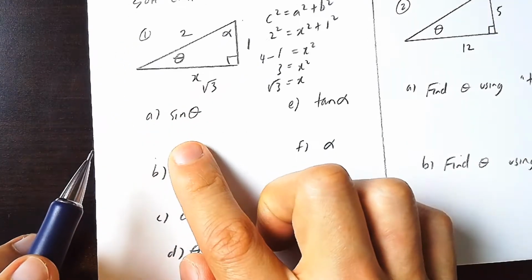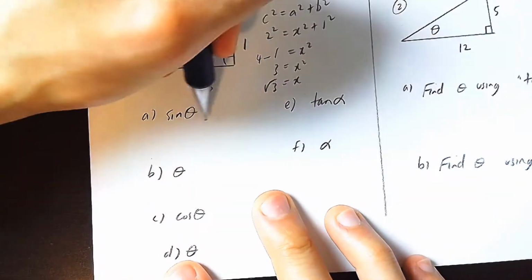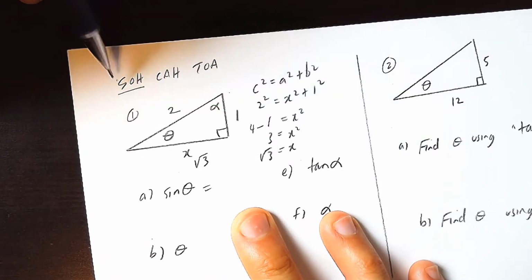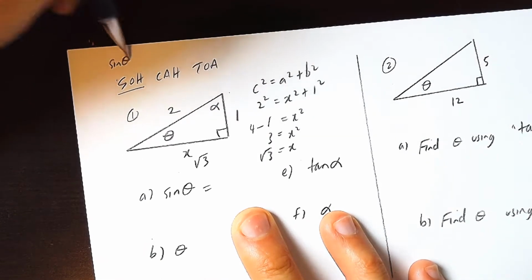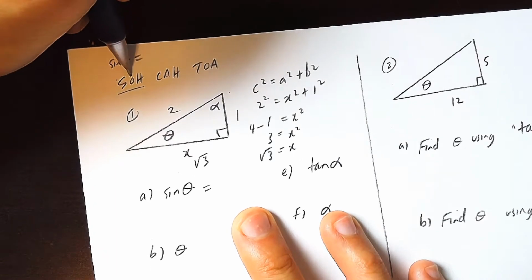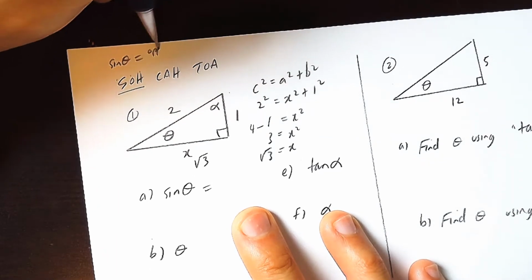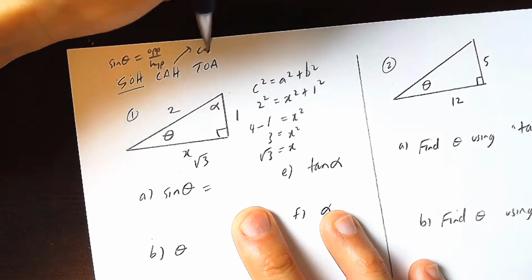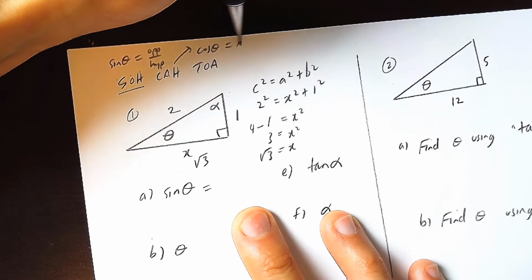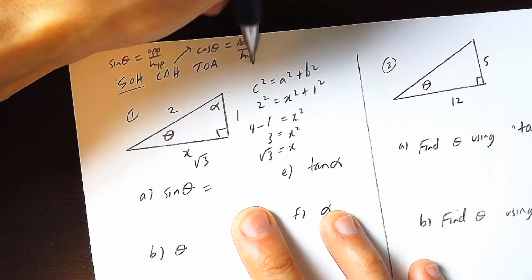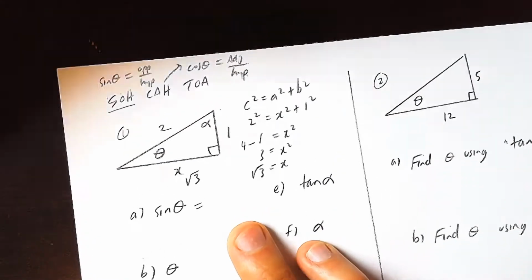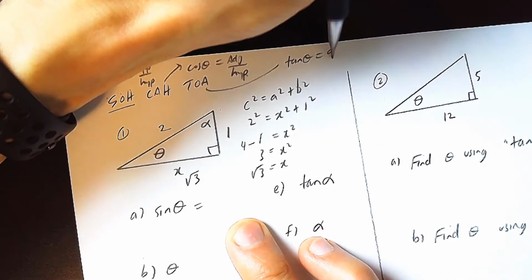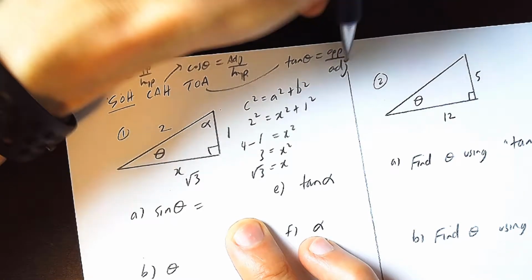Now let's focus on the first question here, sine theta. Sine theta, memorize this mnemonic. Sine, the letter S, represents the sine of the angle is equal to O over H, opposite over hypotenuse. Whereas cosine theta is equal to adjacent over hypotenuse. And finally, tan, memorize that tan theta is equal to opposite over adjacent.